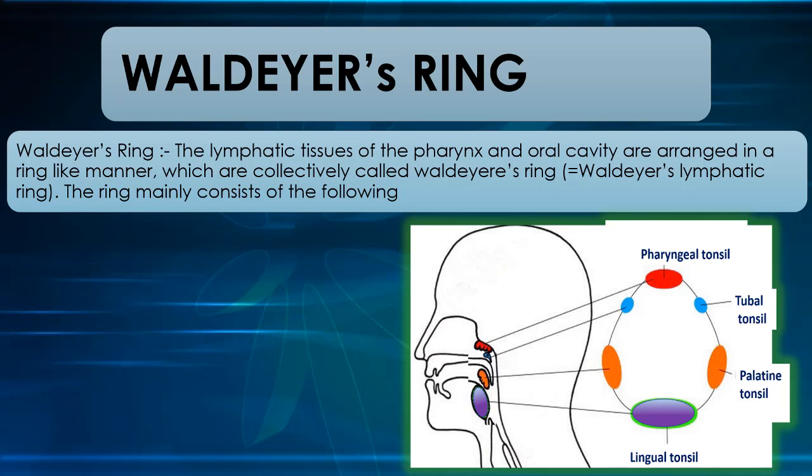Now coming to Waldeyer's ring. The lymphatic tissue of the pharynx and the oral cavity, arranged in a ring-like manner, is collectively called Waldeyer's ring. It is a lymphatic ring because it is associated with NALT. NALT means nasal associated lymphoid tissue.